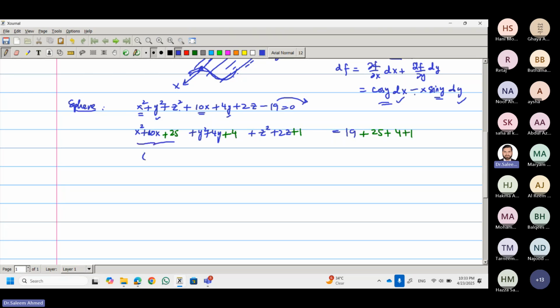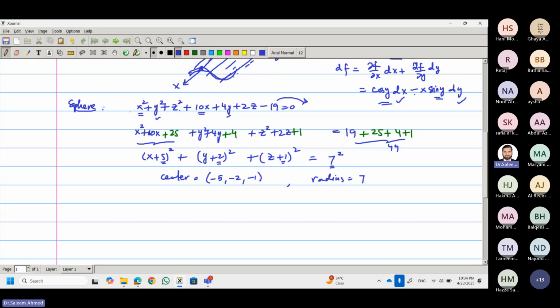Now you see, this has become (x plus 5) whole squared. This has become (y plus 2) whole squared. And this has become (z plus 1) whole squared. And on the right, you got 49. So now you see 49 is 7 squared. So you can write center equal to 5, 2, 1, but because they are all positive, it's minus 5, minus 2, and minus 1 that is the center, and your radius is 7, right? This 7 is the radius.